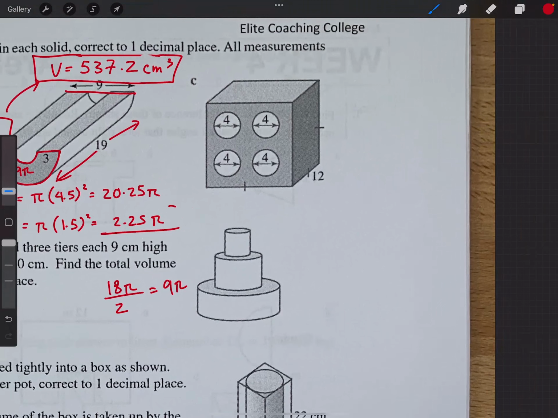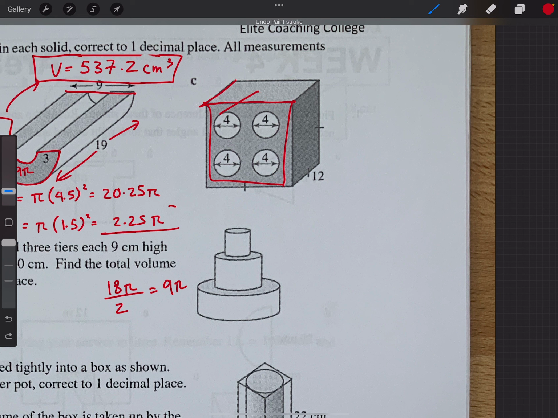Alright, next one. I am going to find the cross-section area, which is this area here. Okay, this is your area. If you don't recognize that's the cross-section area, just find the volume of this cube, take away these 4 cylinders that have been carved out of the cube. Okay, you can do it that way too. I'm going to do the cross-section area way. So I'm going to find the area of this face.